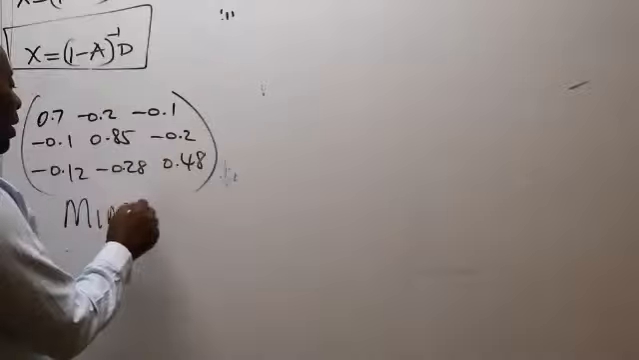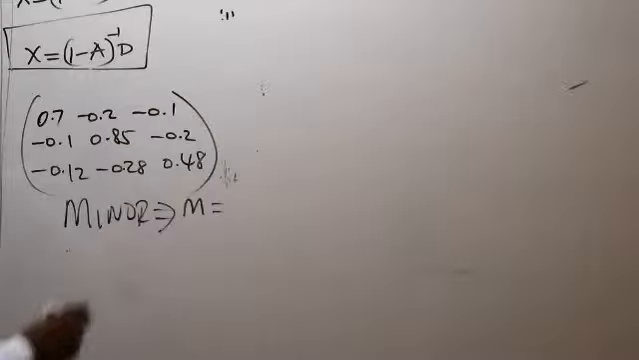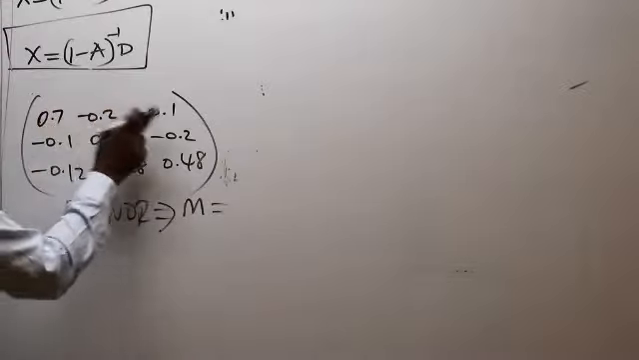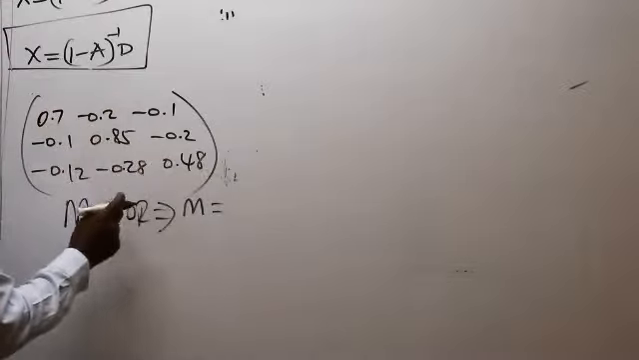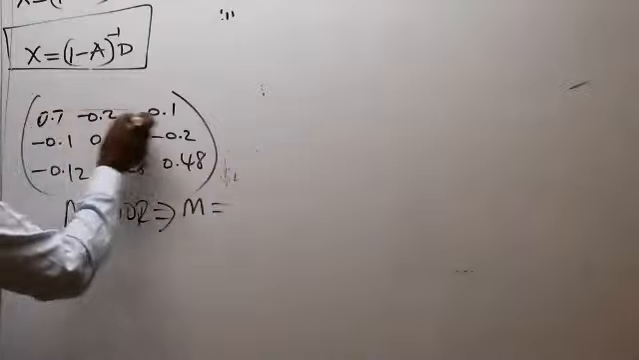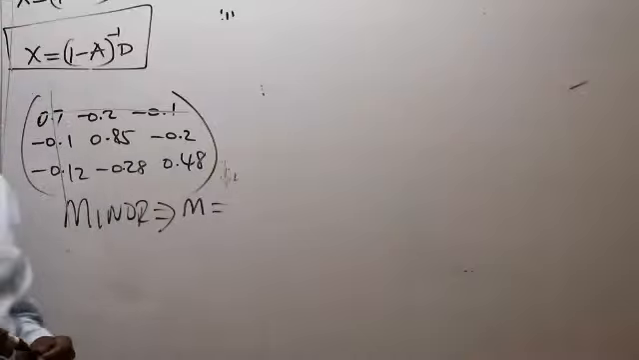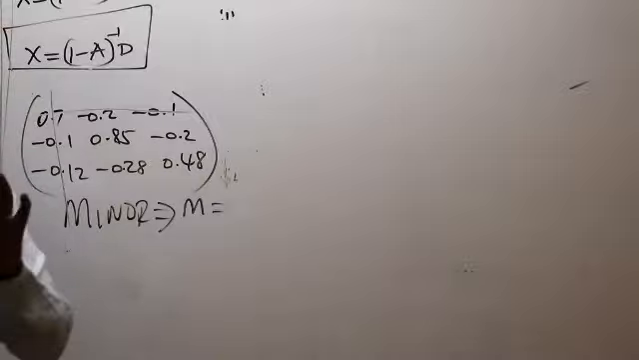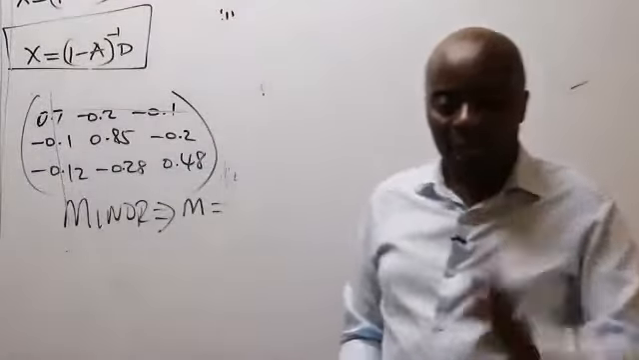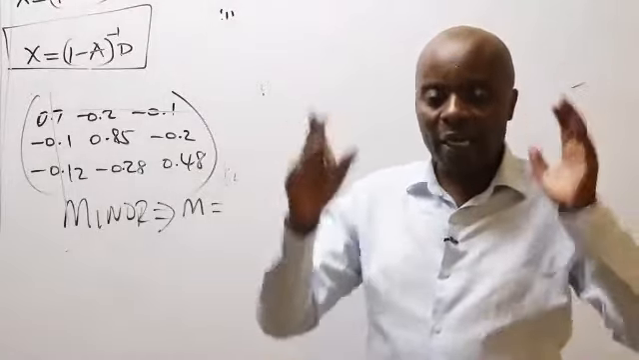The one thing that I will always remember about the minor is that each of these values here will have a minor element. If they want me to give them the minor of one of these, what am I going to do? I hide the value row-wise and column-wise. Anytime you want to get a minor element, you hide the value of interest row-wise and column-wise.